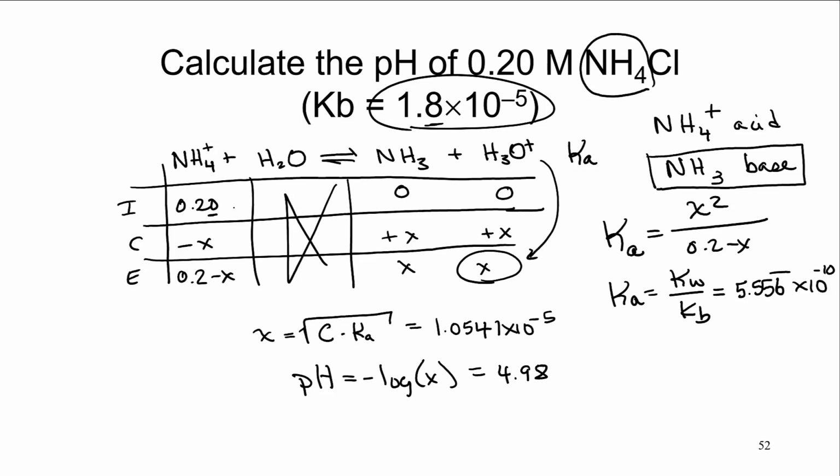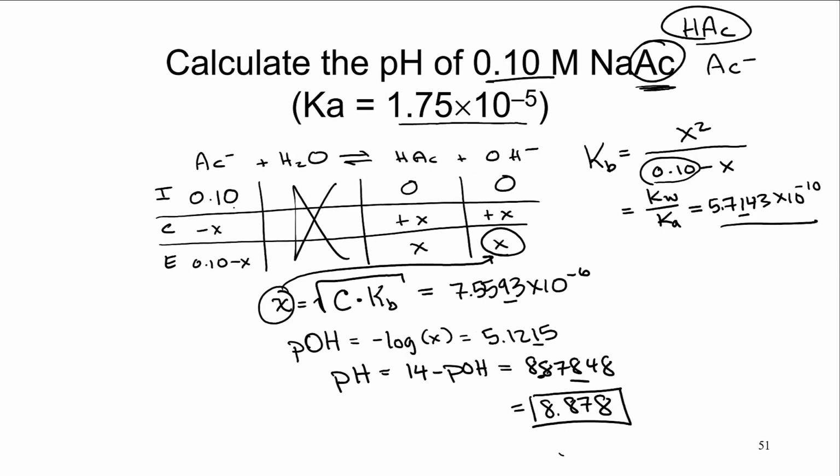Oh, I didn't think about that in my last problem. My concentration only had 2 sig figs too, so that would be 8.88, like that. All right, correction. There you go. I hope that bothered somebody earlier.